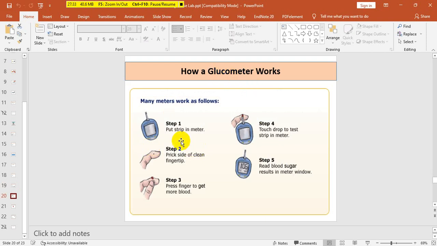So this is how it is used. Step 1, put the strip inside the glucometer. It's like the G6PD biosensor, the same principle. Prick the side of a clean fingertip. Press the finger to get more blood. Touch the drop to the test strip in the meter. Read the blood sugar result in the meter.